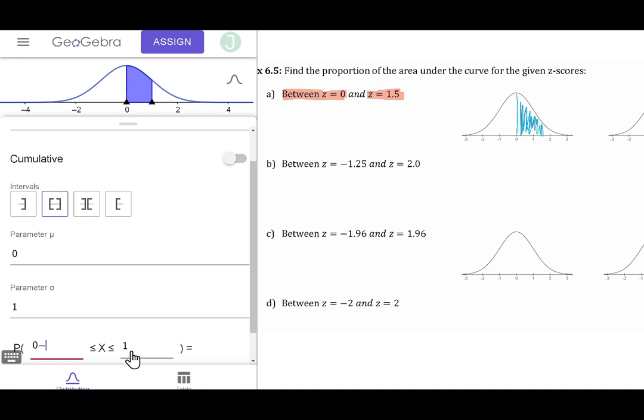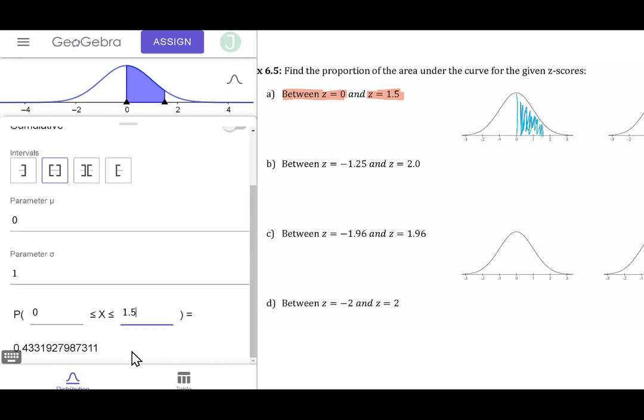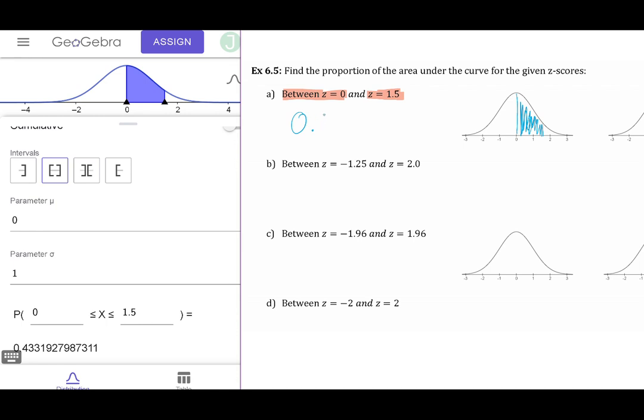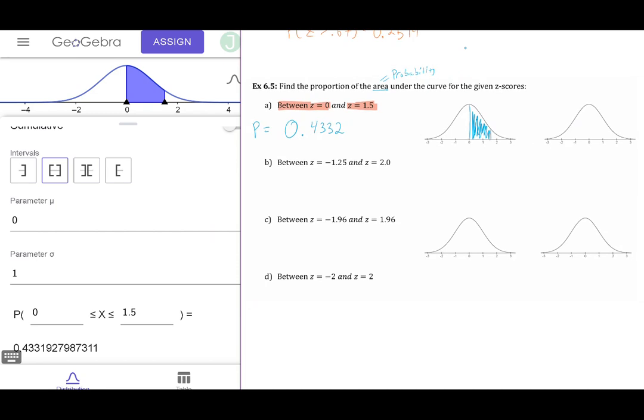0 and 1.5. And scroll down a little bit, we will see that the probability is 0.4332. Again, area under the curve is the same thing as the probability of our value being between those two regions. Zoom out a little bit so we can see the other graphs.